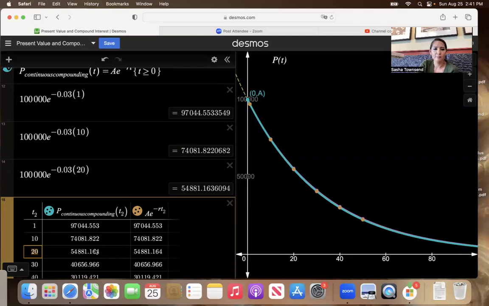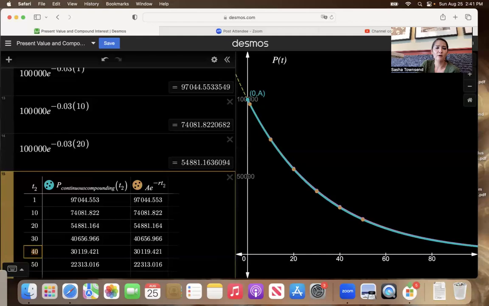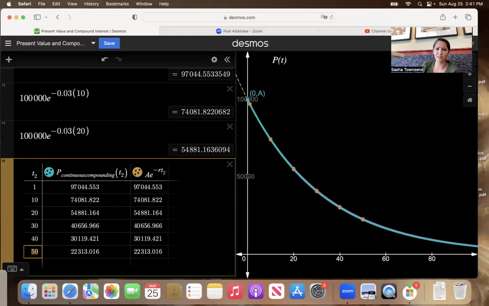If we want $100,000 in 30 years, we need to deposit $40,656 now. If we want $100,000 in 40 years, we need to deposit about $30,000 now. And if we want $100,000 in 50 years, we need to deposit about $22,000 right now. All right, so that is 94.